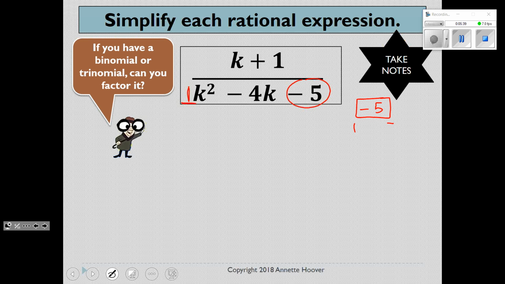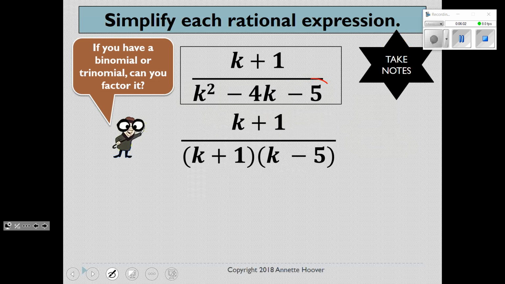For -5, we have 1 and 5 and 1 and 5. It has to be one of those 2 possibilities, but we want it to add to get a -4. Well, that has to be this set. So in factoring this, it would be k plus 1 and k minus 5. So that is factoring the trinomial on the bottom. I hope you remember how to do our reverse FOIL there.